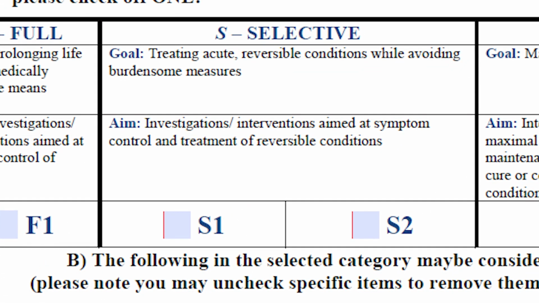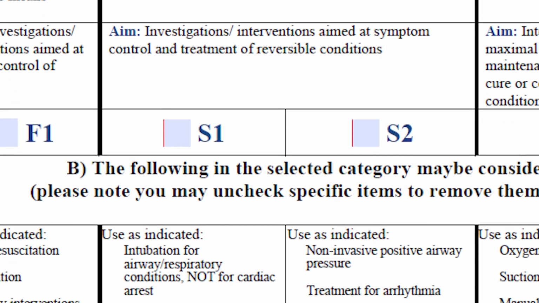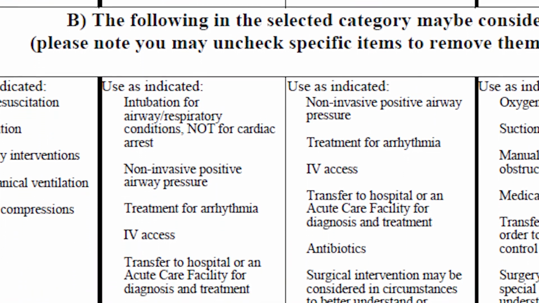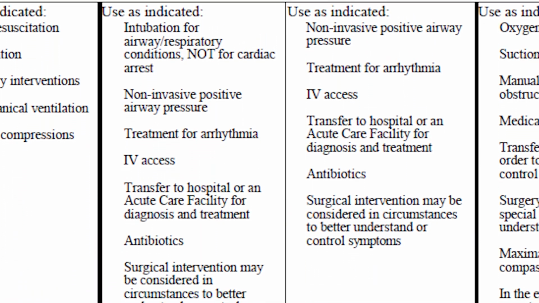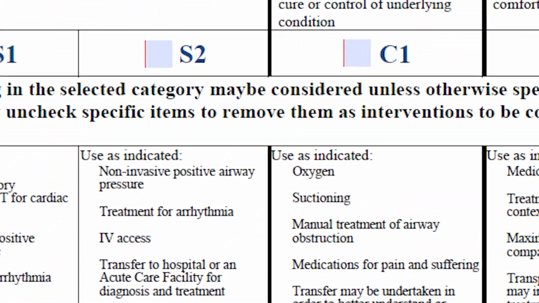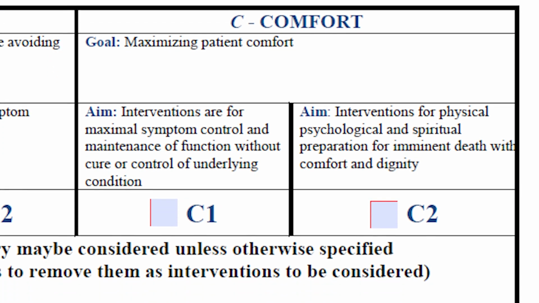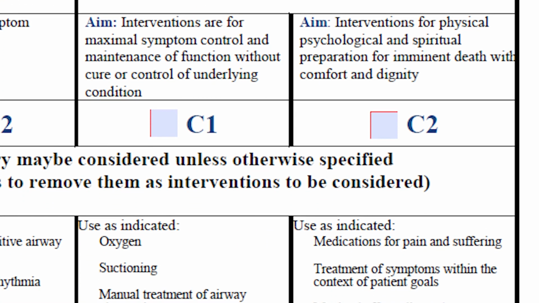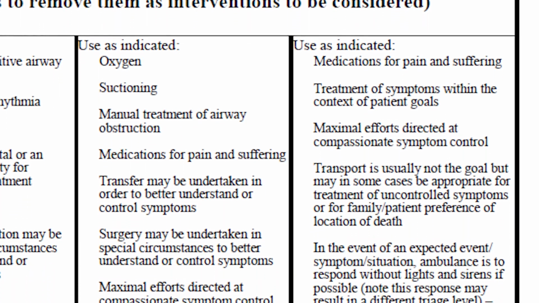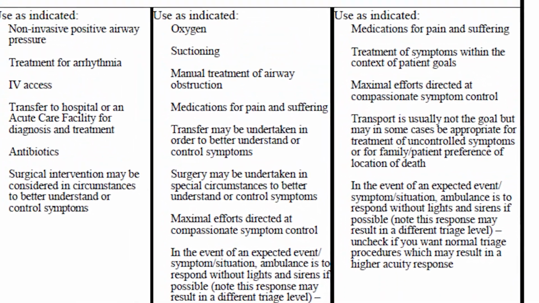Selective means the patient would want treatment for reversible conditions. This category is broken into S1, which includes intubation and CPAP, or S2, where CPAP is considered, but no intubation or other aggressive airway management would be undertaken. Comfort means a focus on the control of symptoms. C1 includes interventions like oxygen, suctioning, etc. C2 is focused on medications and other non-invasive efforts for symptom control.